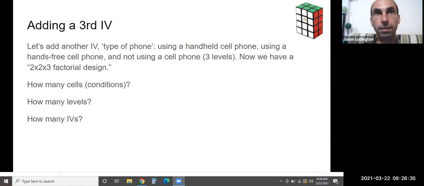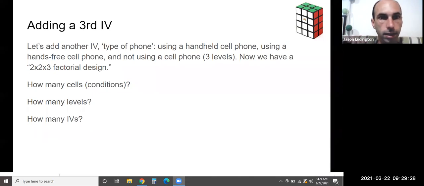When we get into trouble is when we have to illustrate four independent variables, which we can do with multiple Rubik's Cubes, all juxtaposed with each other. And then beyond that, you just don't really illustrate them anymore. All right, so let's add another IV. Type of phone. You can have handheld or hands-free phones. And you can have not using a cell phone, which is 3 levels. So we've got handheld, hands-free, no phone. Now we have a 2 by 2 by 3 factorial design. There are 3 independent variables, or 3 IVs.